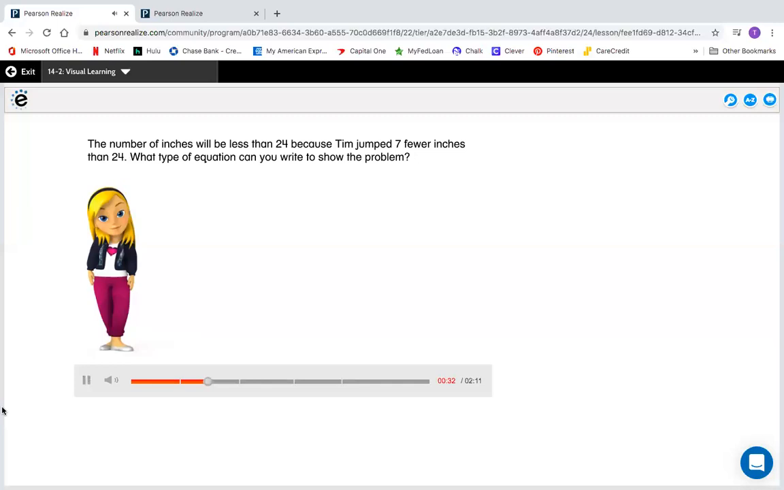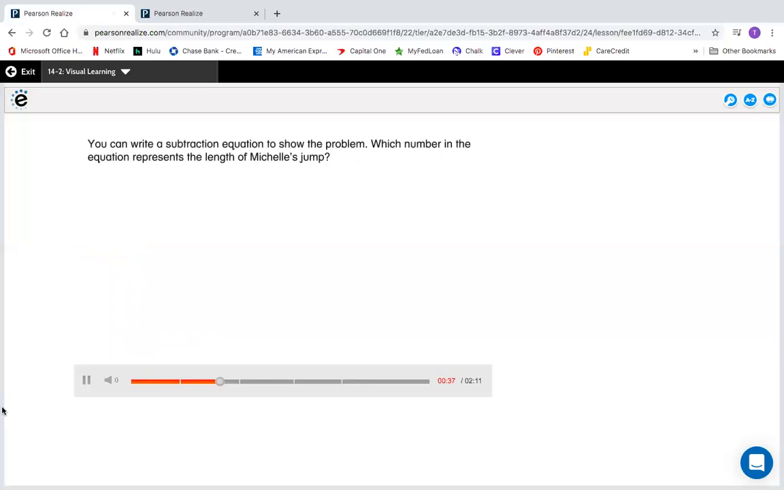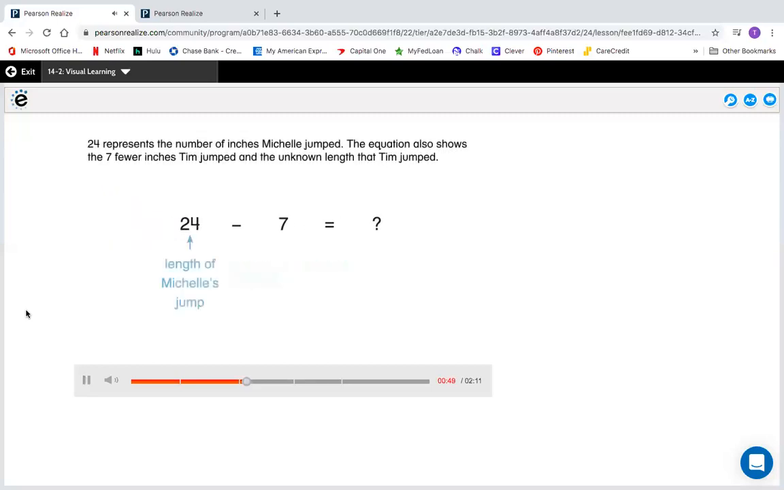What type of equation can you write to show the problem? You can write a subtraction equation to show the problem. Which number in the equation represents the length of Michelle's jump? Select your answer. So which number, and it's subtraction because of that word fewer, which number is Michelle's jump? Michelle's jump is 24. 24 represents the number of inches Michelle jumped.